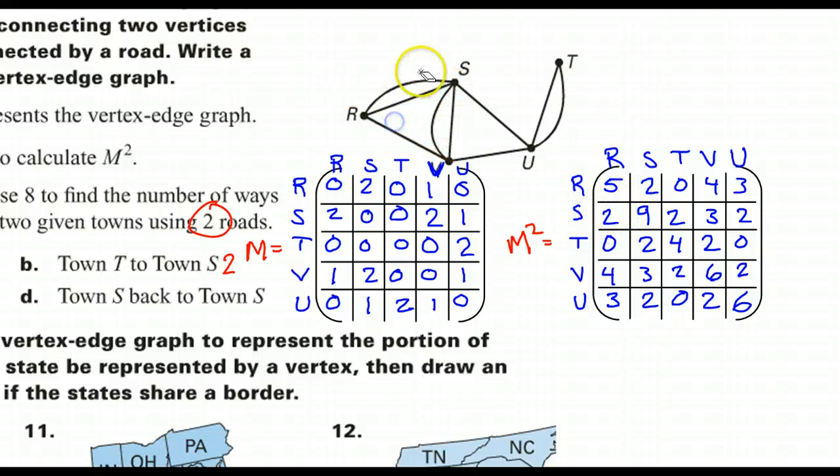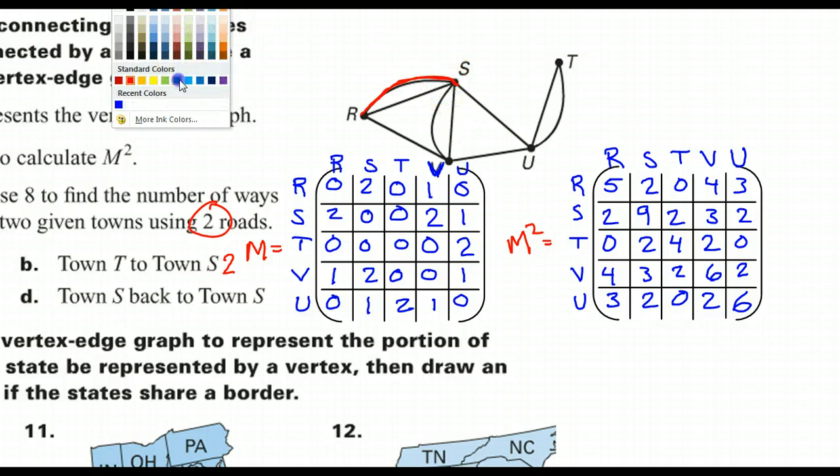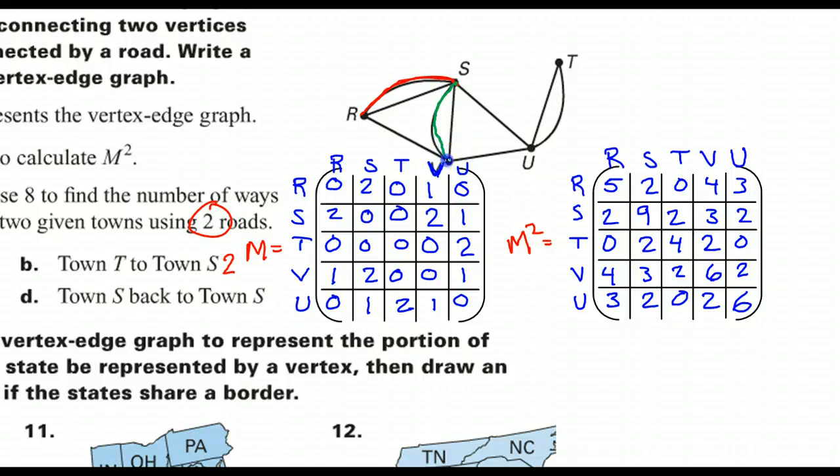Let's look at a couple of them. If I want to go from S to S, here's one way. I go from S to R and then back to S. That was 2 paths, S to R and then R to S. So that was one way. Here's another way. I go from S to R and back to S. That's another way. Or I could go from S to V and back. Or I could go from S to V this way and back.